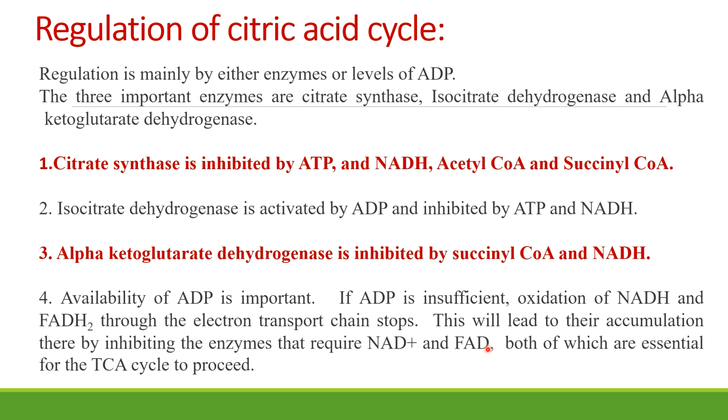If this is not happening, it will lead to accumulation of NADH and FADH2, and the molecules which require them, NAD plus and FAD, will be lacking. So obviously it will be inhibiting the enzymes that require NAD plus and FAD. Both of these are very essential for the TCA cycle to proceed. So if ADP is insufficient, then the whole cycle stops.